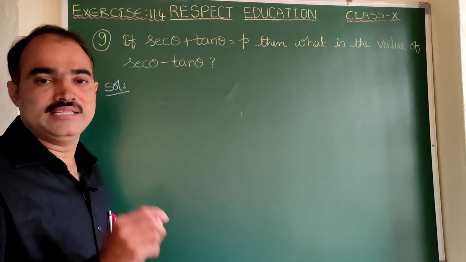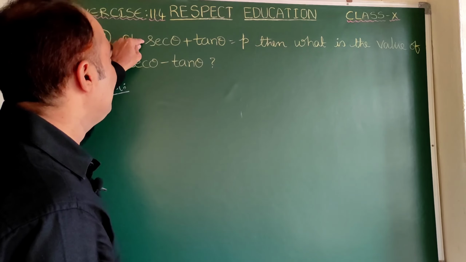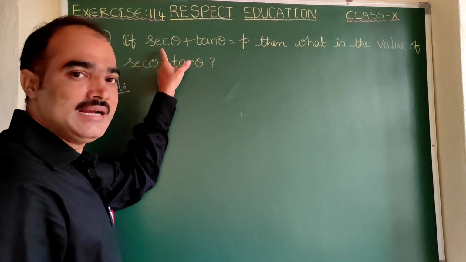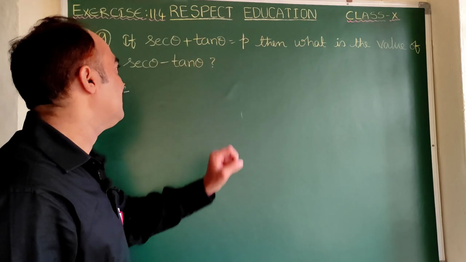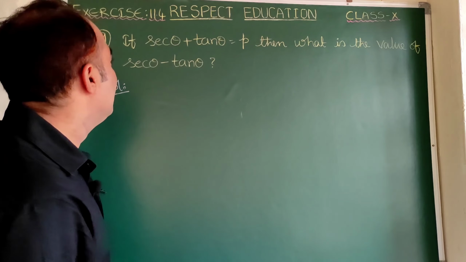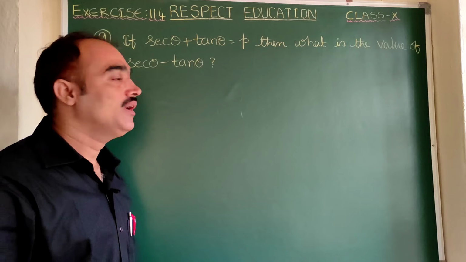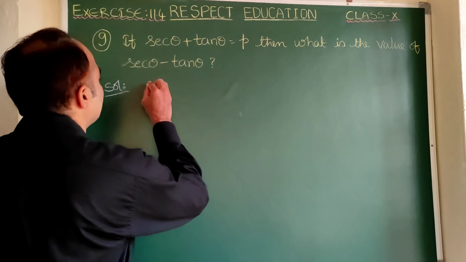Here this problem is very easy. You just think, is there any identity which is related between secant theta and tan theta? Yes, we have one identity. What is the identity? Secant square theta minus tan square theta is equal to 1. So let us start with this.